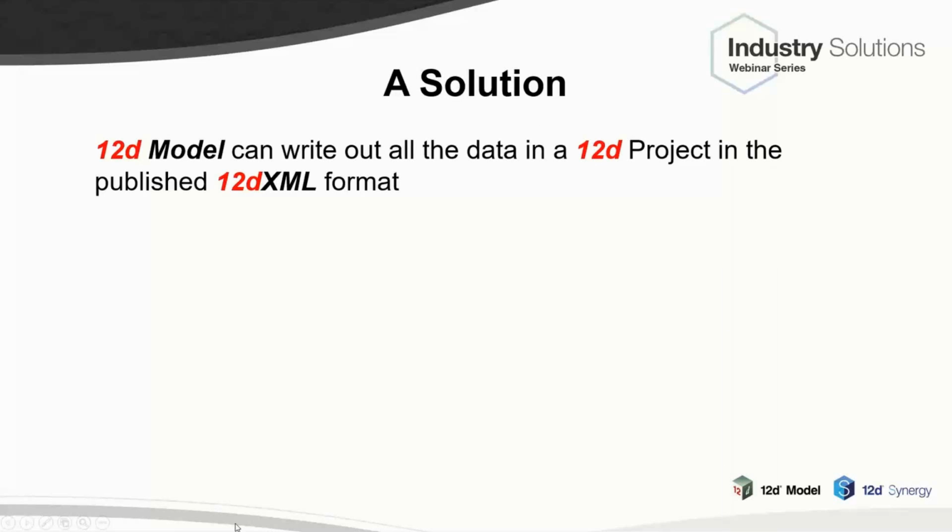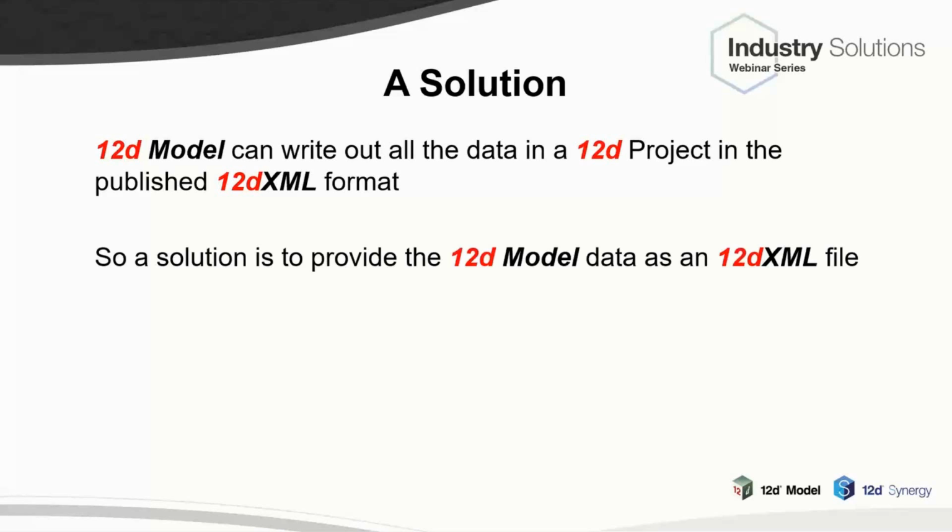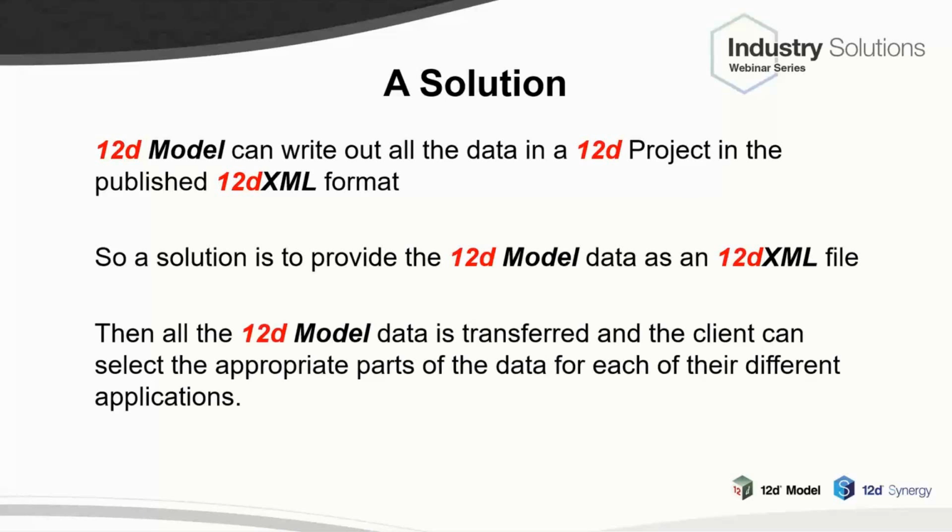Now, all 12D model software can write out a project in 12D XML format, and that will put out all our data, all our attributes and everything there. So a solution to our problem is to provide 12D model data just as a 12D XML file. Then all the 12D model data is transferred and the client can select the appropriate parts of the data for each of their different applications. So you're not having to fiddle or select what data, you can give them all of the data.